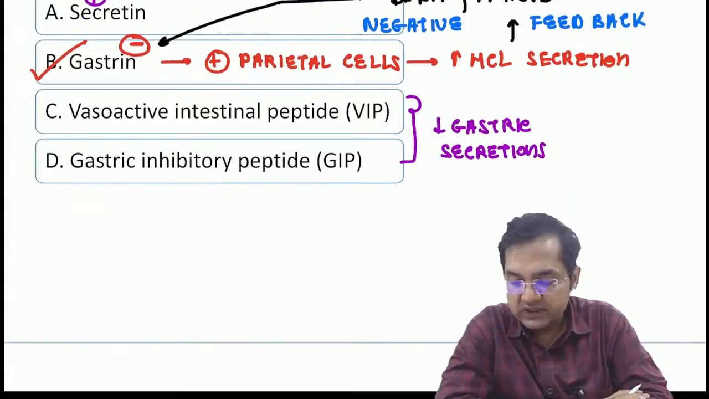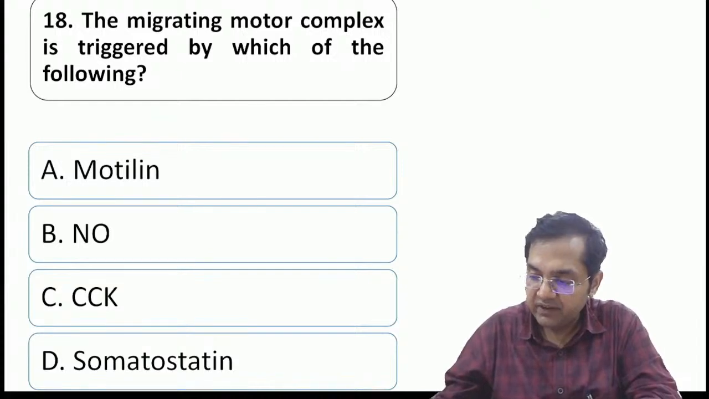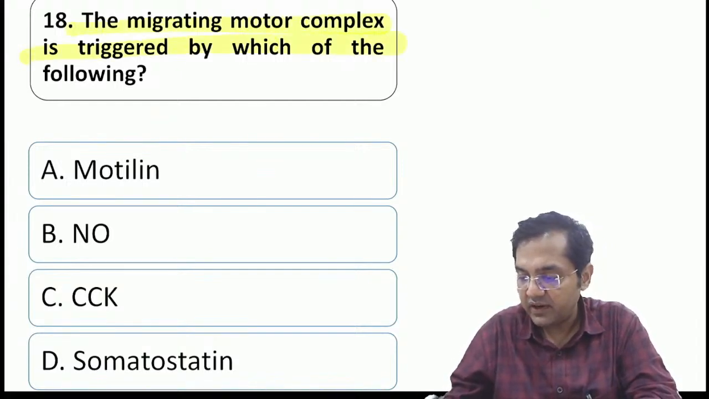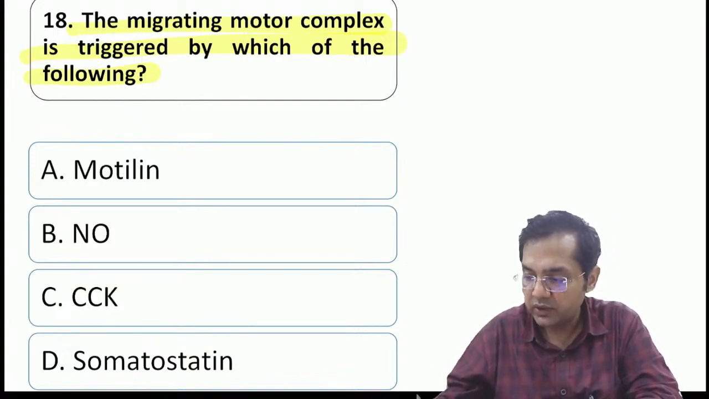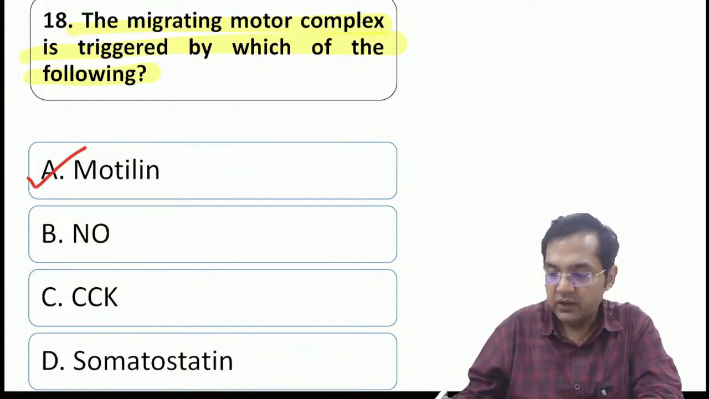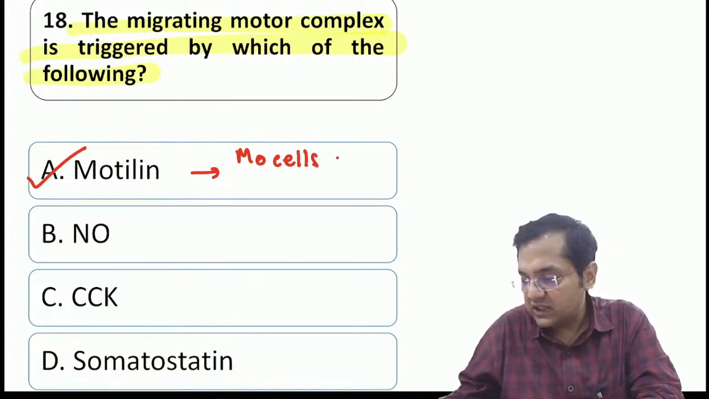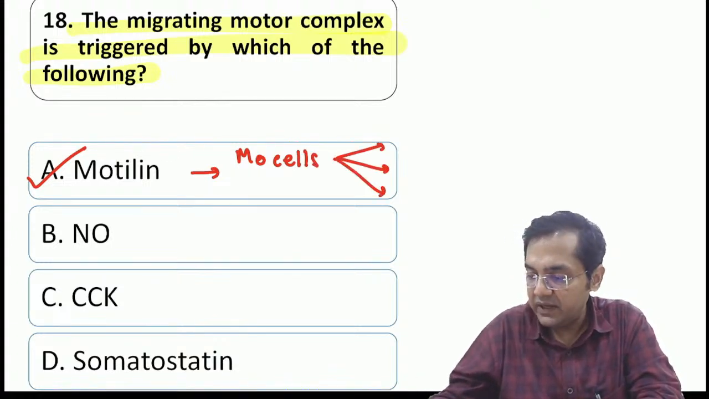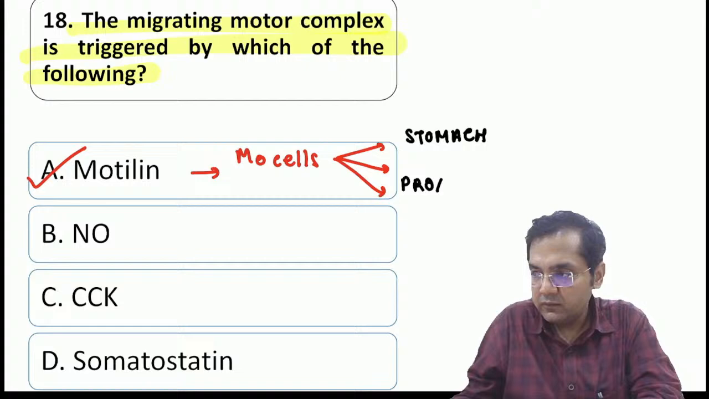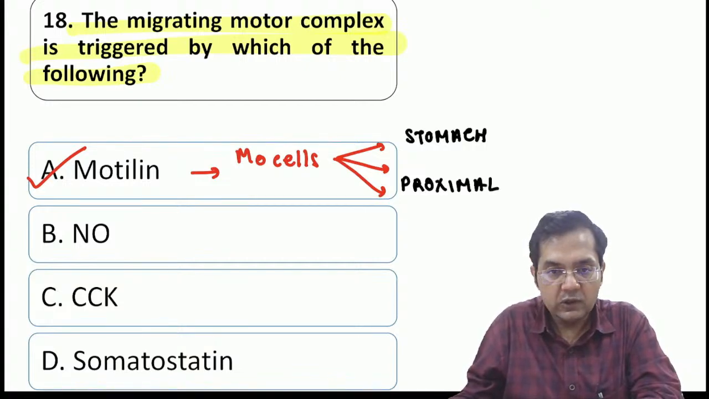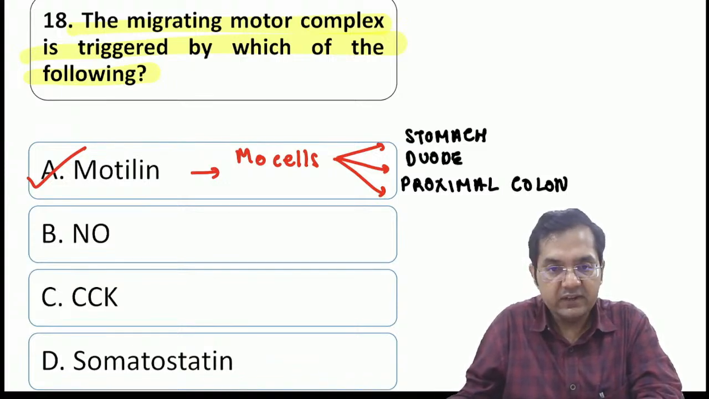So now we move to question number 18. This I think most of you should be able to tell me now. Yes, this is again a repeat from the PG exams. The MMC is triggered by which of the following? That means migratory motor complex is due to which of the following hormones? No doubts about it now. Motilin. Remember, motilin is released from Mo cells, which are present in 3 places: stomach, proximal colon, and duodenum and jejunum.